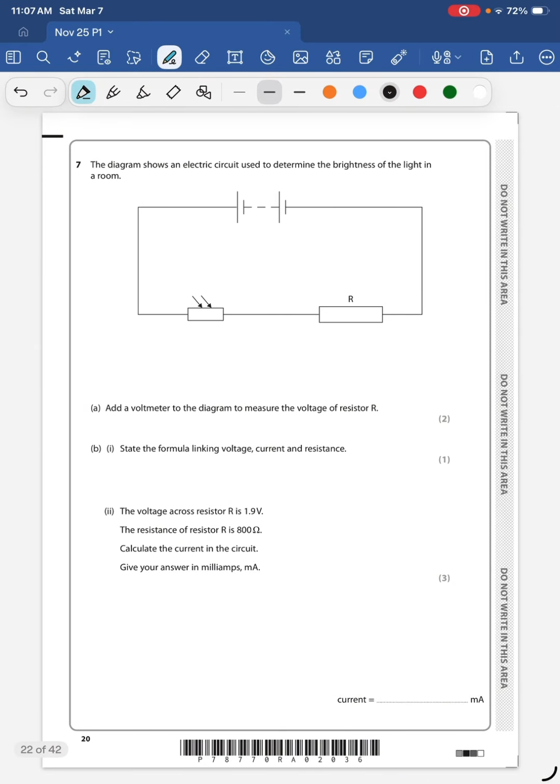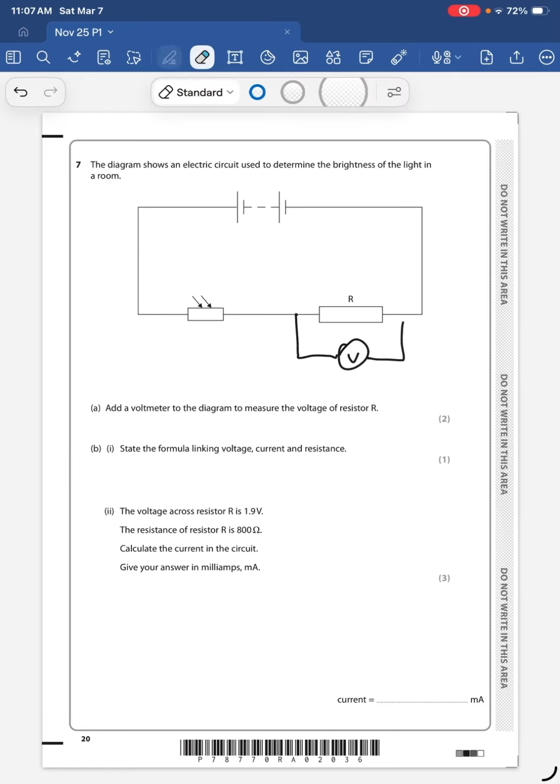Moving on to question 7. The diagram shows an electric circuit used to determine the brightness of the light in a room. Add the voltmeter to the diagram to measure the voltage of resistor R. So it needs to be in parallel with the resistor. That's that. Okay, let me fix this line there.